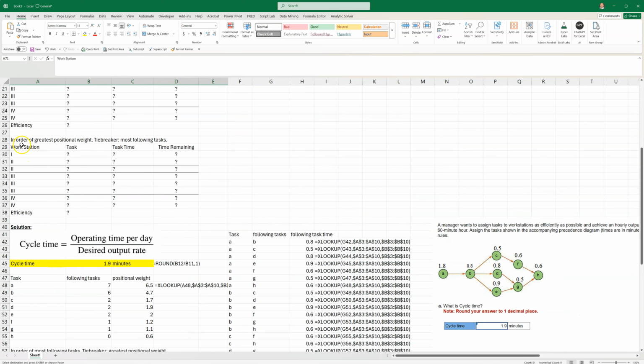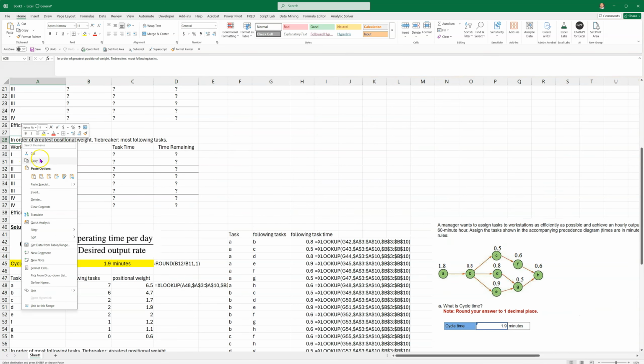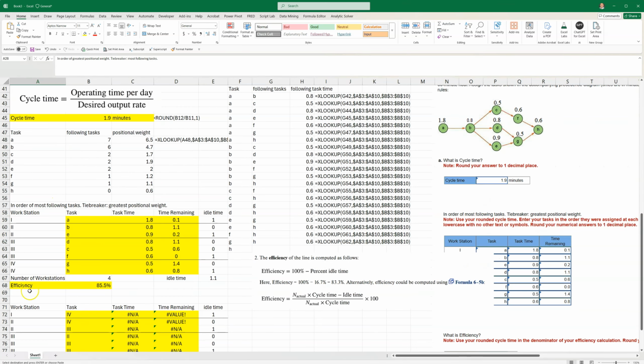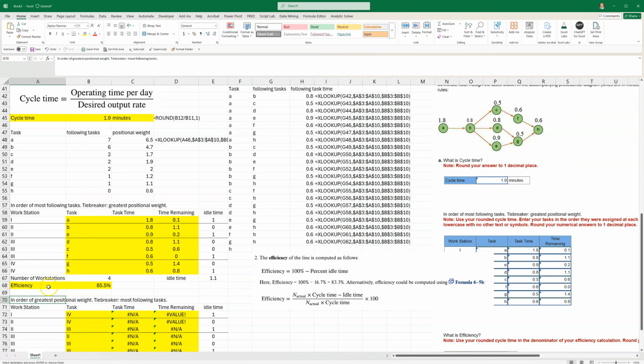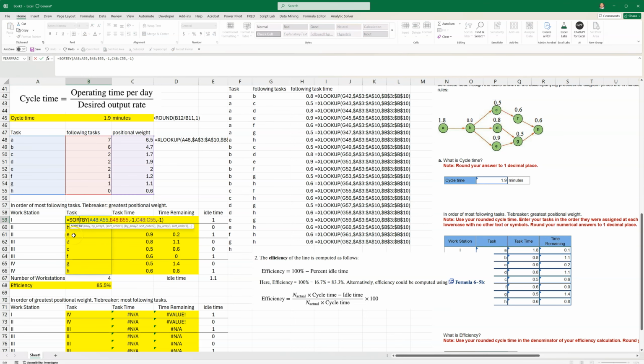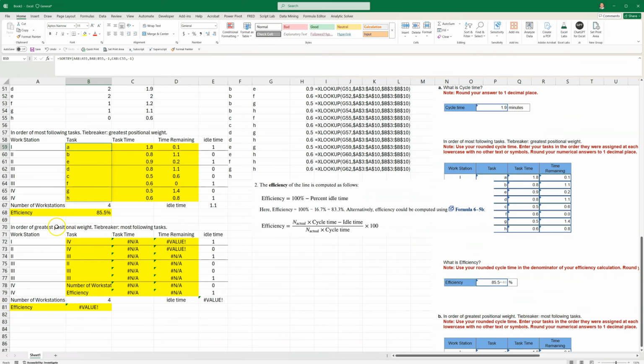And this one is the second one. They want to know. So now we're going to do the greatest positional weight. I did this one. I probably did this wrong. Oh, the following. Okay, and we did following tasks and positional weight. This we want to do positional weight first, and then following tasks, right? So let me just go ahead and do this again.